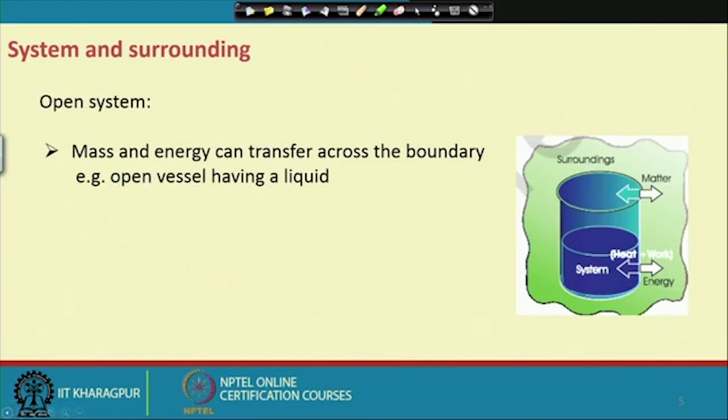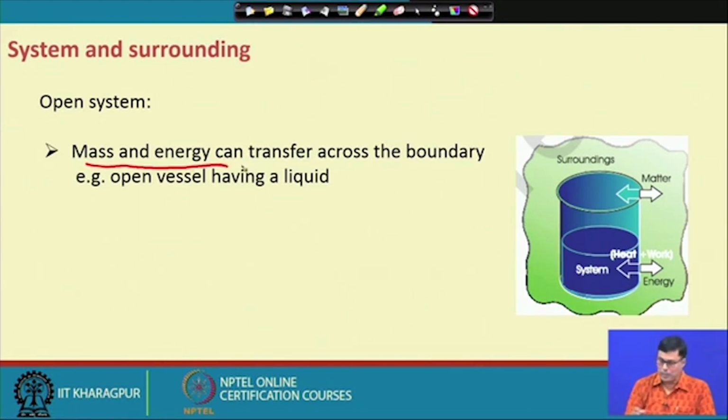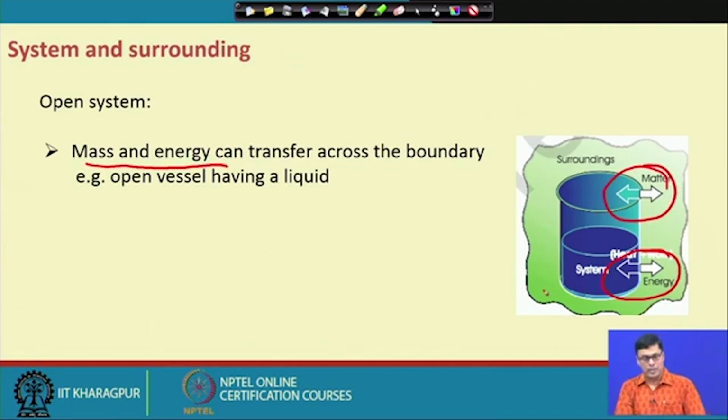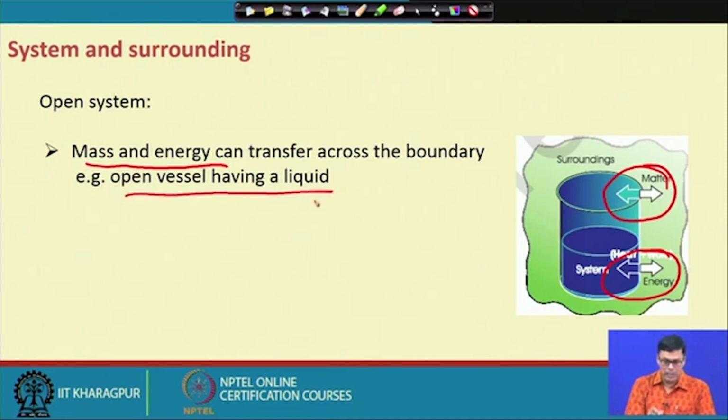Next is the open system. In an open system, both mass and energy can transfer between the system and the surroundings. An example of this system is an open vessel having a liquid.